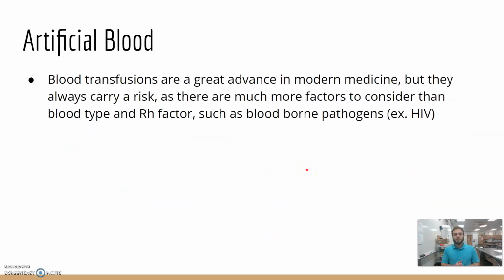Speaking of blood transfusions, they are one of the great advances in modern medicine, but they've always carried a risk, especially if it's not your own blood that's being transferred into you. They always have this risk based on blood typing. We talked about ABO classifications and the Rh factor. You also have to worry about bloodborne pathogens like HIV.